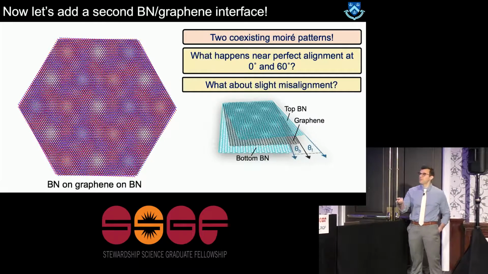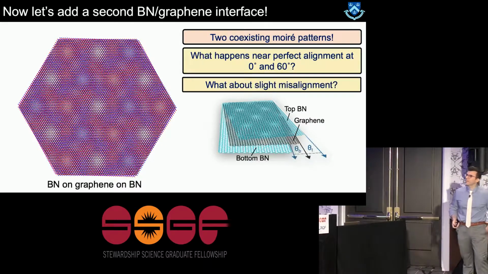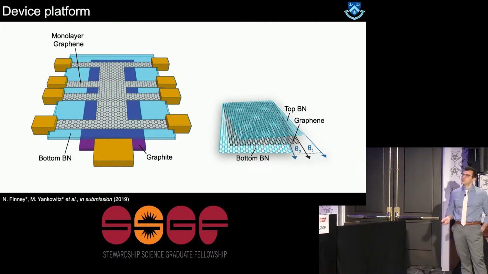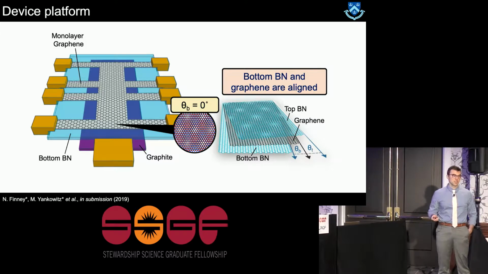I'm just going to go over two definitions here. I'm going to define theta B and theta T as the angle between the bottom BN and graphene, and the top BN and graphene, which I'll refer to for the rest of the talk. The device that we built to study this is standard graphene on a BN spacer over a graphite backgate. The graphene is shaped into a graphene hall bar. We made sure in the production that the graphene was aligned to the bottom layer of boron nitride so that we wouldn't have to worry about that moire. It's just going to be held constant.